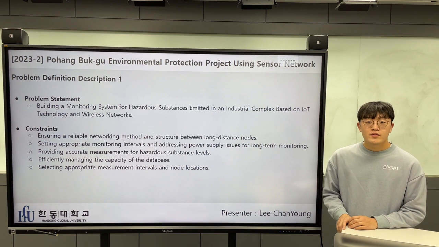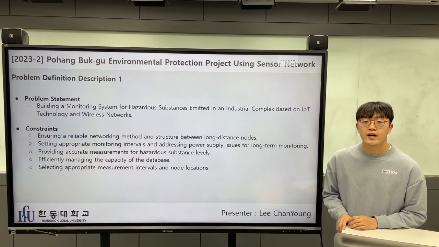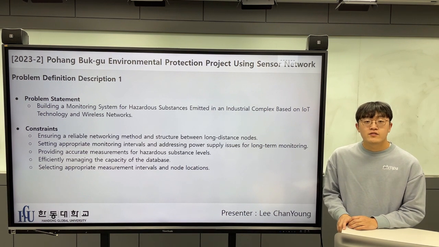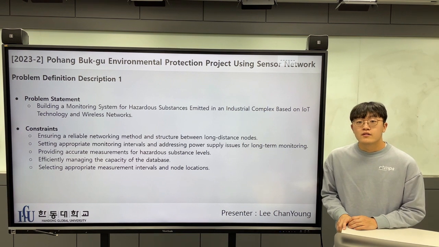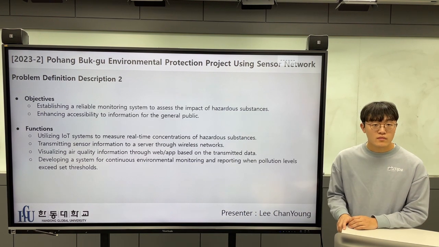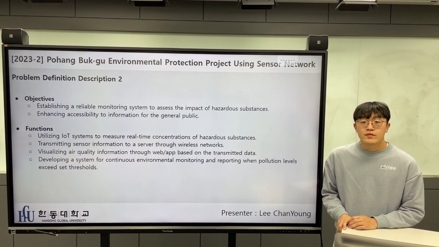Our project aims to address industrial environmental challenges by implementing a monitoring system based on IoT and wireless networks. We face constraints such as ensuring stable networking, resolving power supply issues, and providing accurate measurements. Our objectives include establishing a reliable monitoring system and improving public information accessibility.